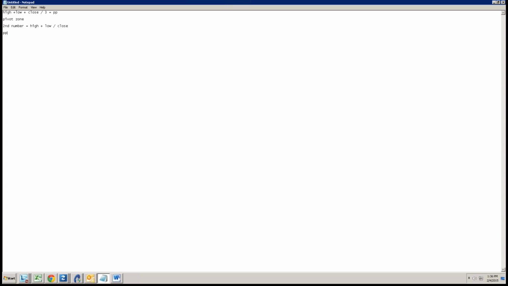Then you take the pivot point minus the second number equals, we'll just call that the difference, or diff, and then your pivot high equals your pivot point plus the diff, and pivot low equals pivot point minus the diff. Okay, and that gives you a pivot zone.